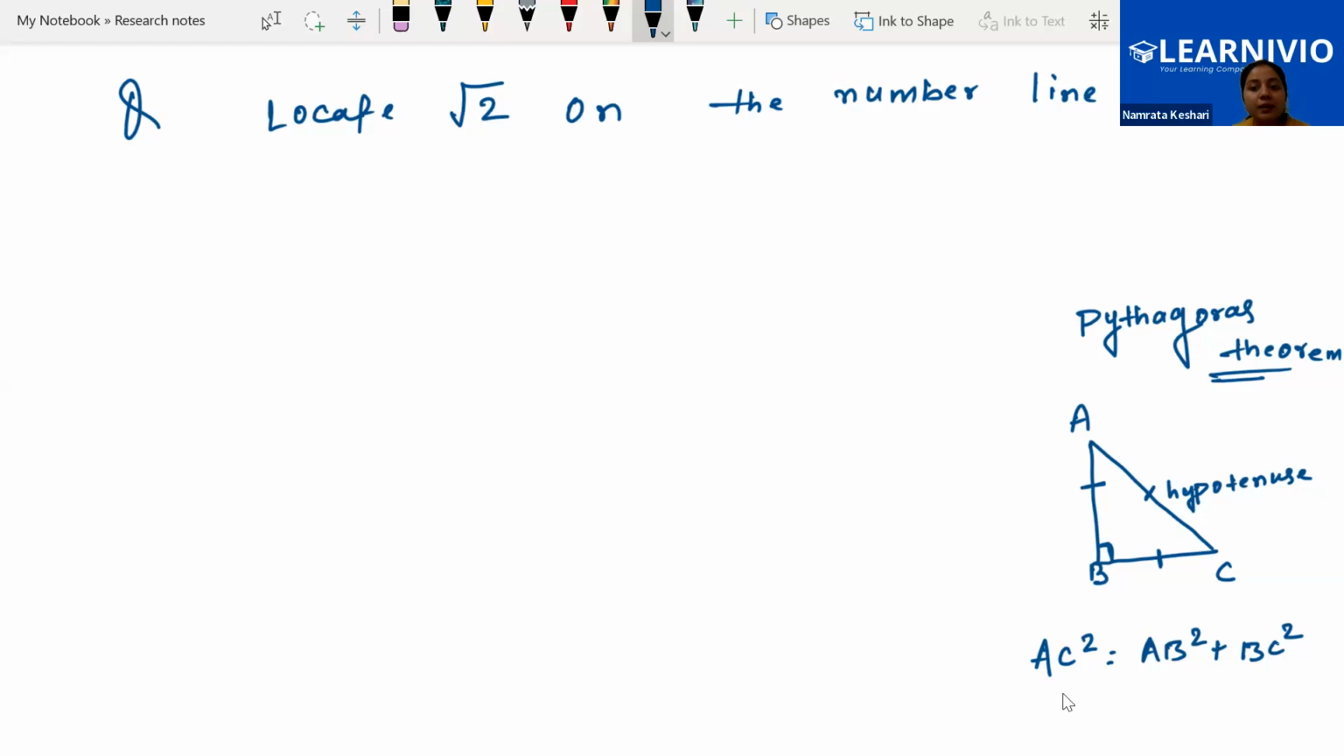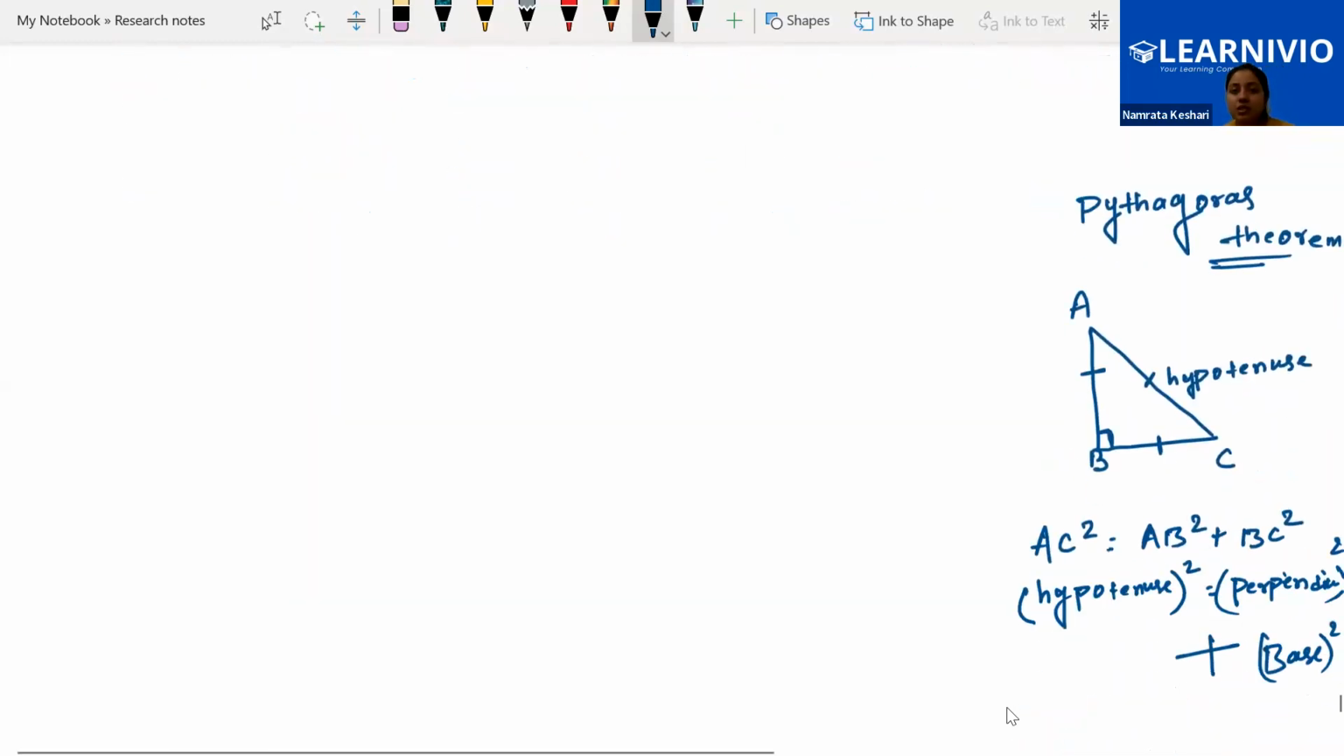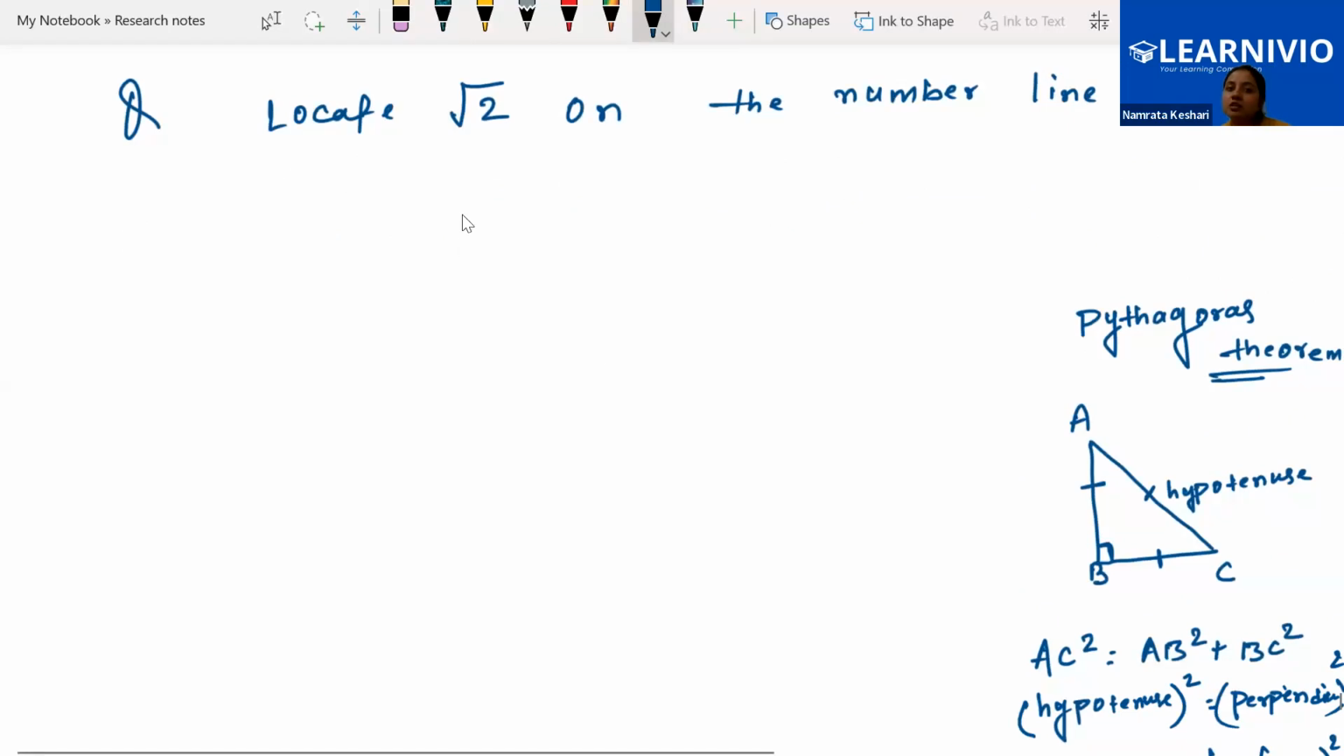So it says that in any right angle triangle, we are not talking about other triangles, right angle triangle, hypotenuse square is equal to perpendicular square plus base square. Okay, this is what the theorem says. We are going to use this theorem, the Pythagoras theorem, to plot this root 2.